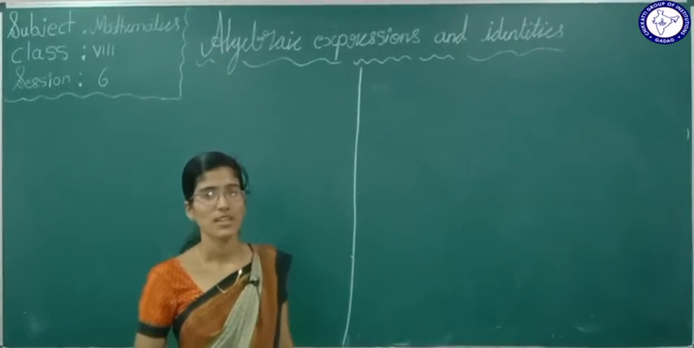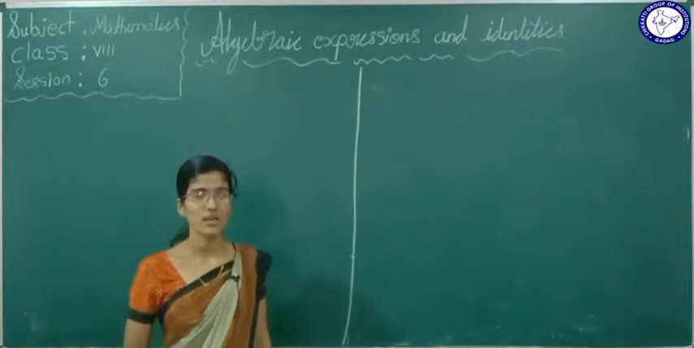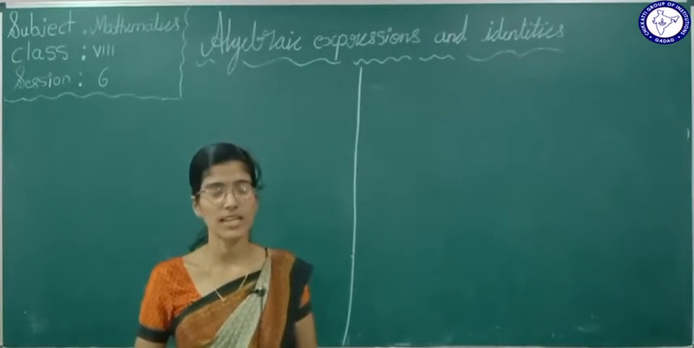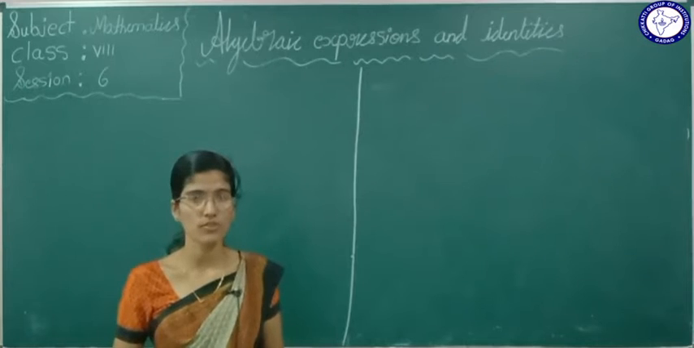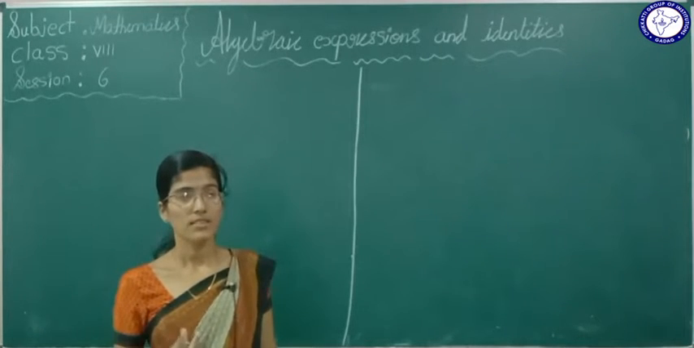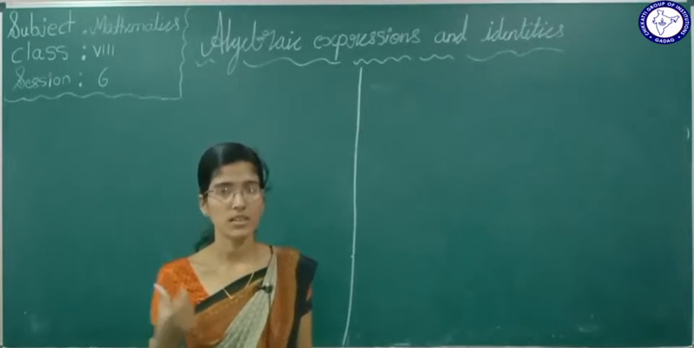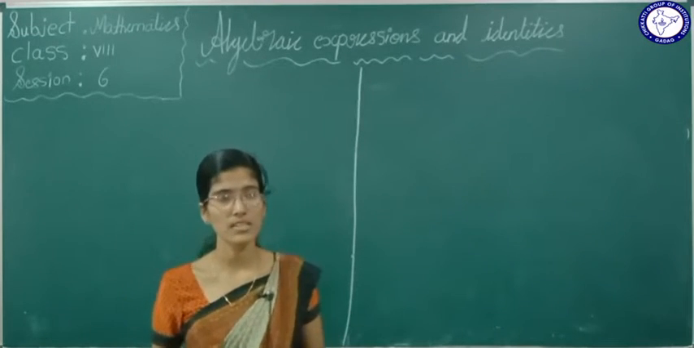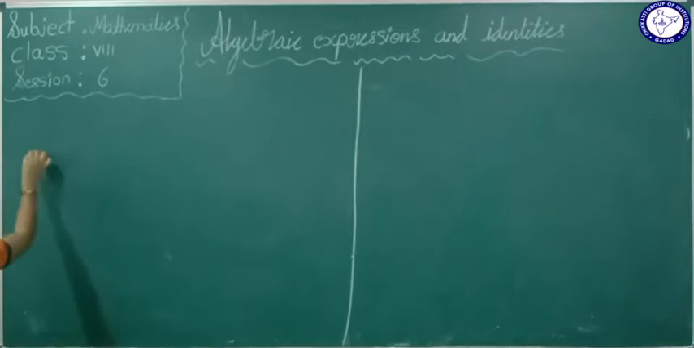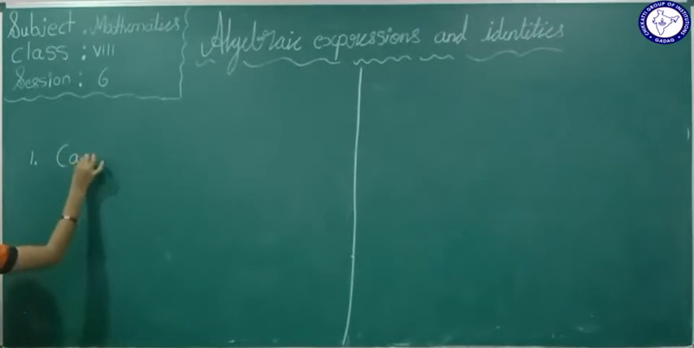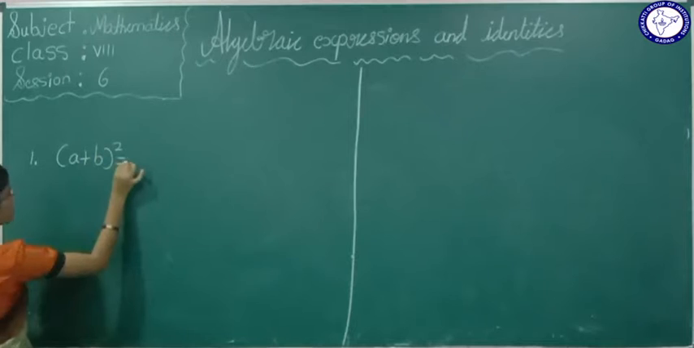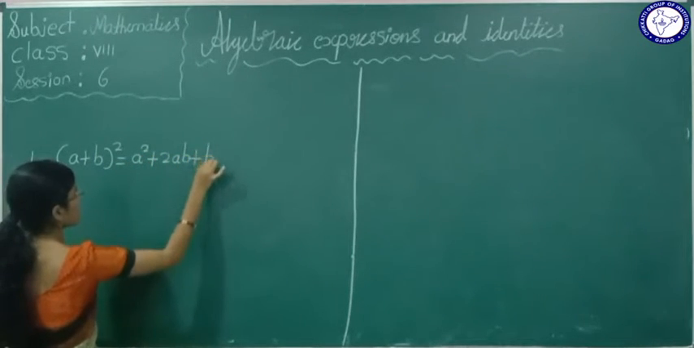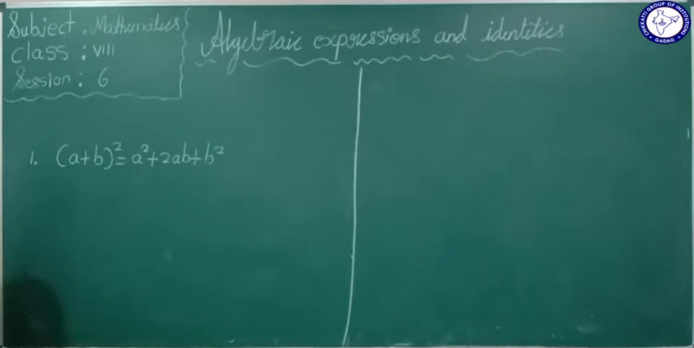Good morning students. In the last class we discussed identity, right? We came to know what an identity is, what an equation is, and based on that we solved a few problems. And I told about standard identities, 4 standard identities we have learned. What is that? The first standard identity was (a plus b) the whole square is equal to a square plus 2ab plus b square.